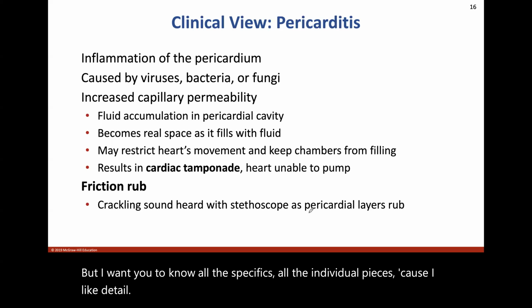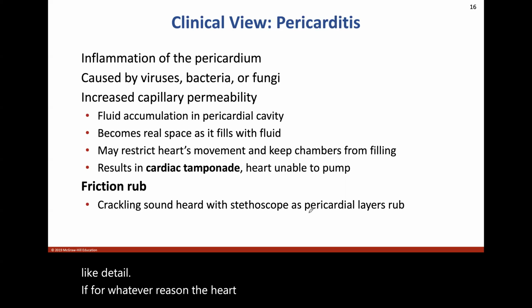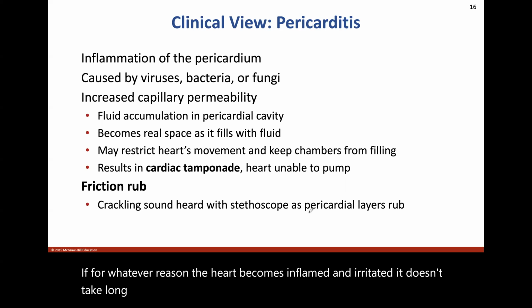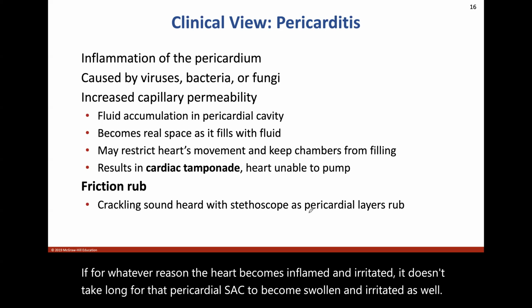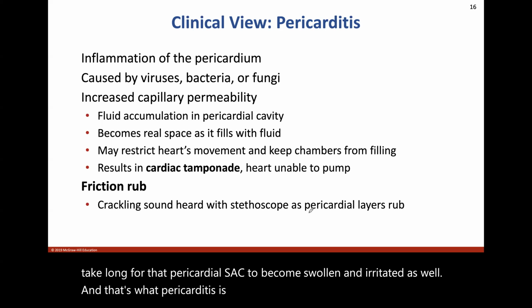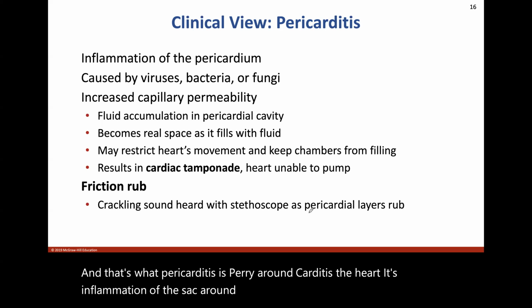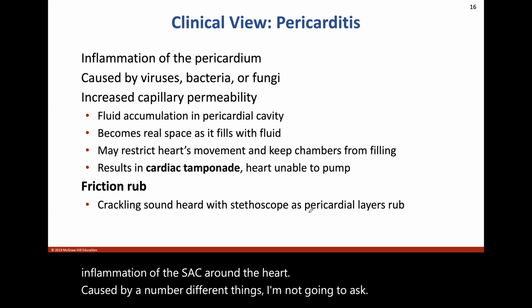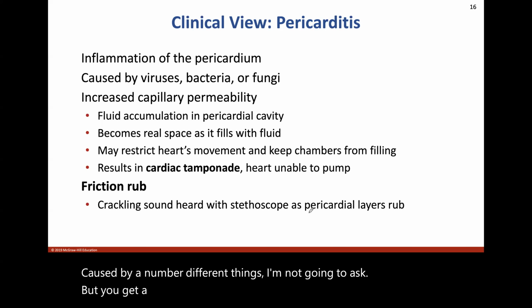If for whatever reason the heart becomes inflamed and irritated, it doesn't take long for that pericardial sac to become swollen and irritated as well. And that's what pericarditis is. Peri, around, carditis, the heart. It's inflammation of the sac around the heart, caused by a number of different things. I'm not going to ask. But you get a fluid accumulation, like I just mentioned, within that pericardial cavity.